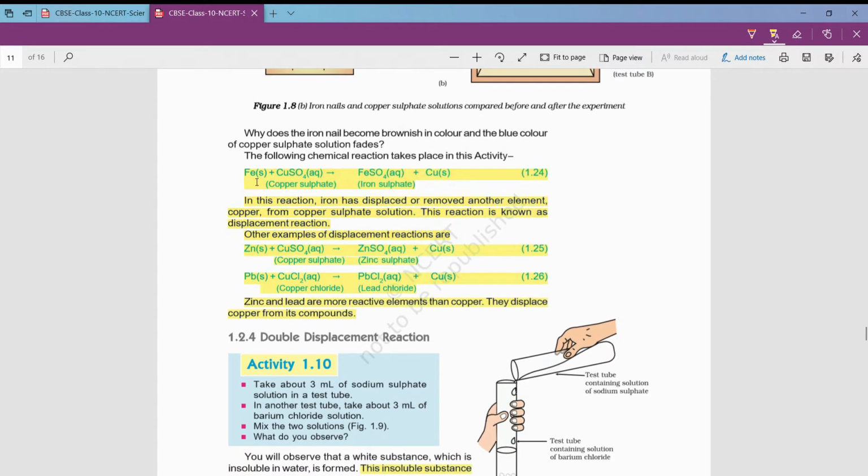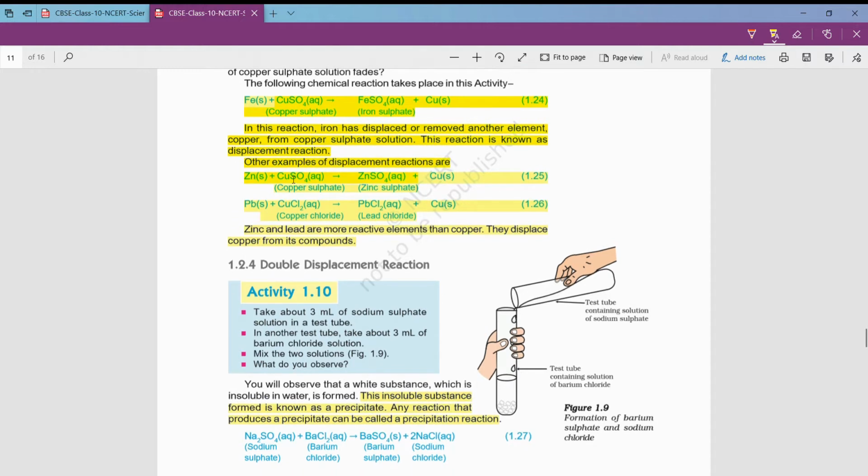When iron nails are immersed in copper sulfate aqueous solution, ferrous sulfate, that is iron sulfate, is formed and copper in a solid form is separated. This copper can be separated. Here iron is displacing the sulfate from copper sulfate. Hence it is known as displacement reaction.